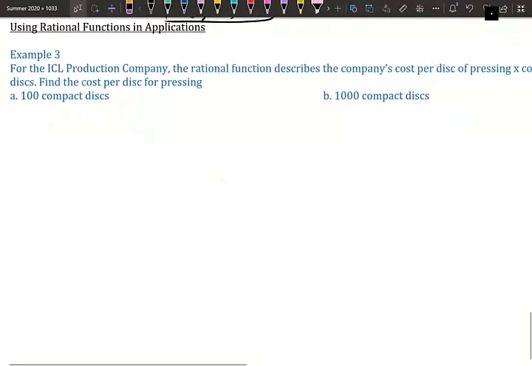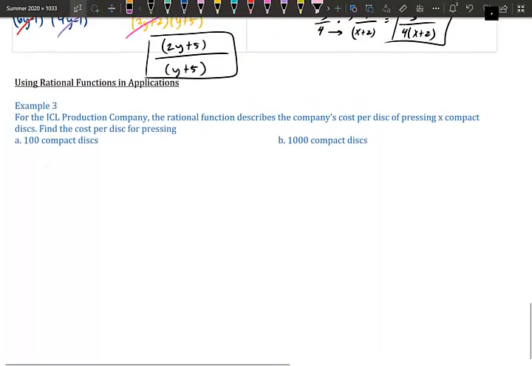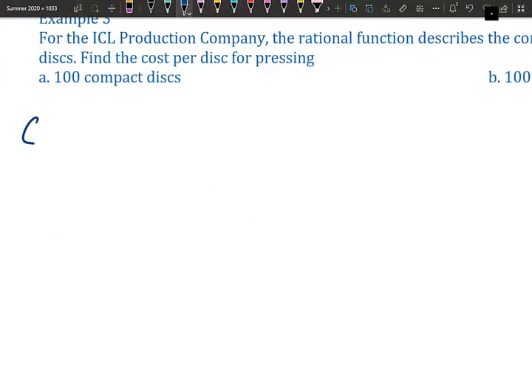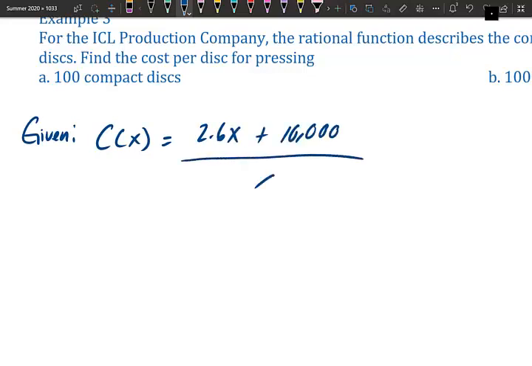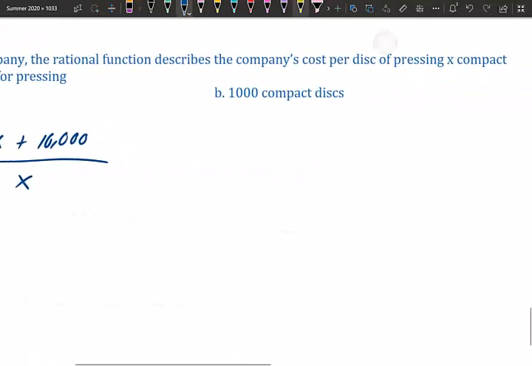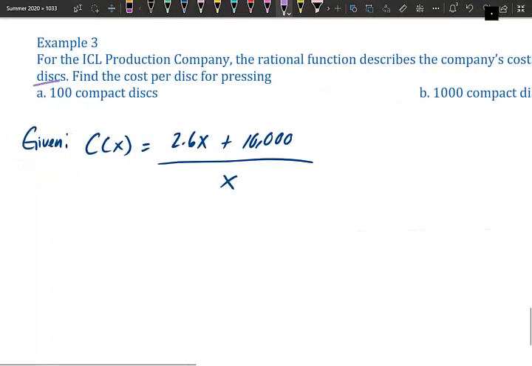For the ICL production company, the rational function describes the company's cost per disk of pressing x compact disks. Find the cost per disk for pressing. This is given to you. You're always going to be given something to plug in. So this is what we're given: C of x equals 2.6x plus 10,000 over x. It told us that x is compact discs.